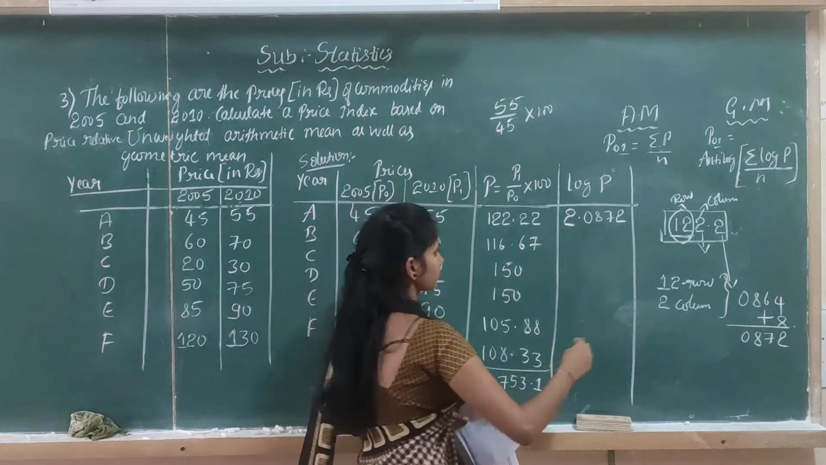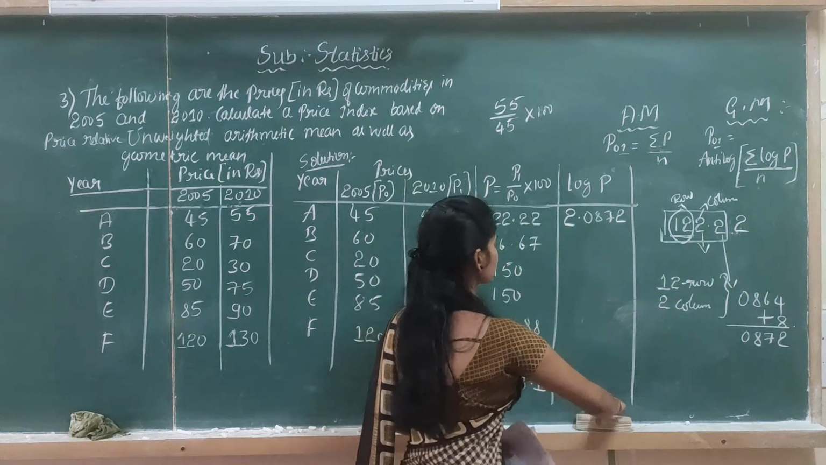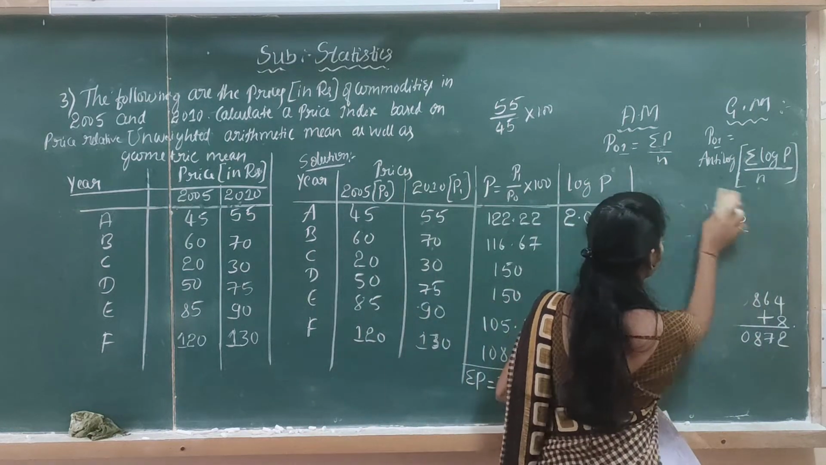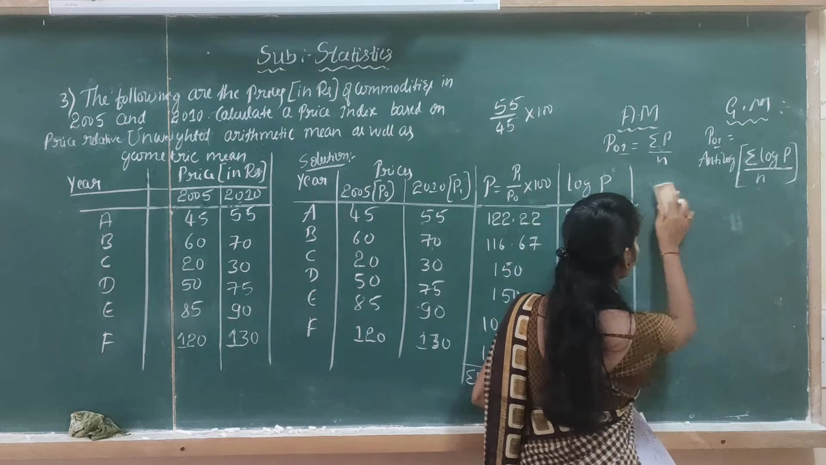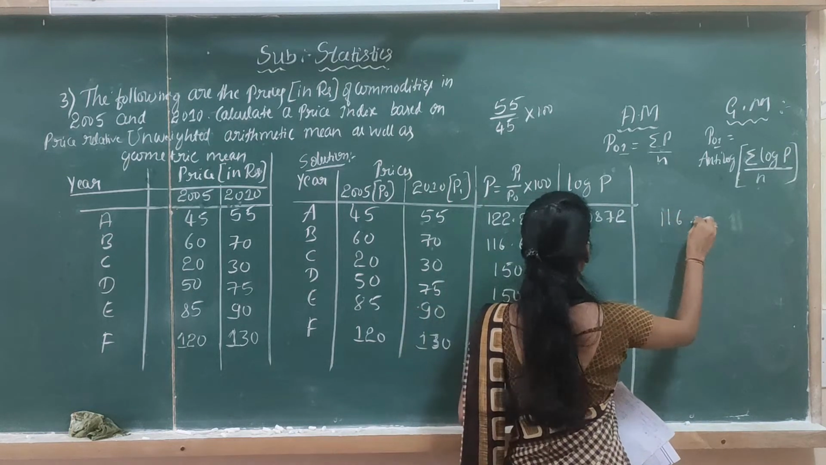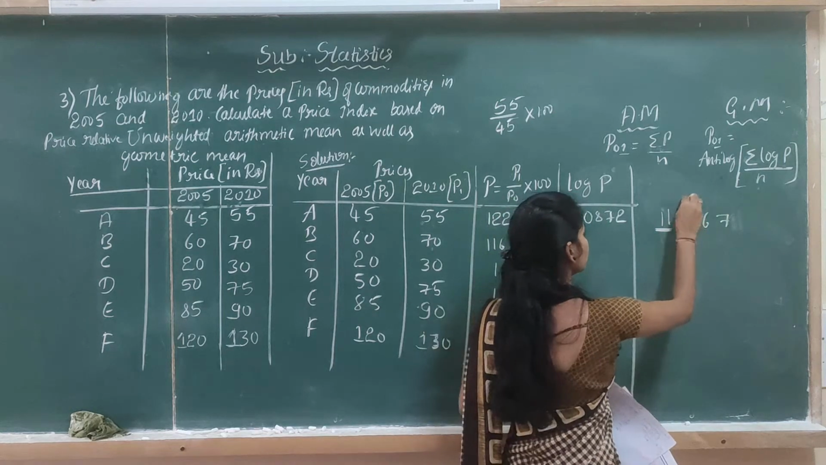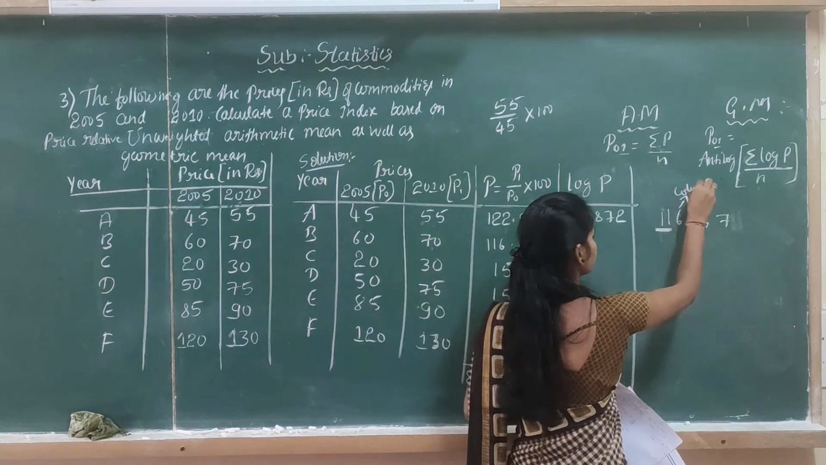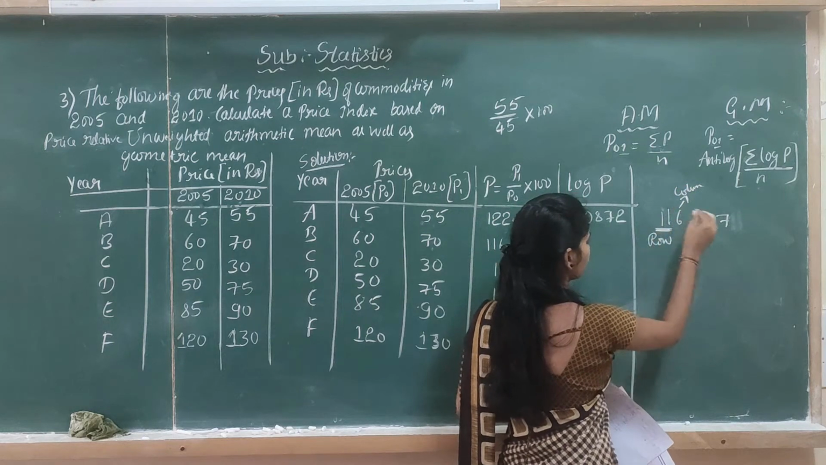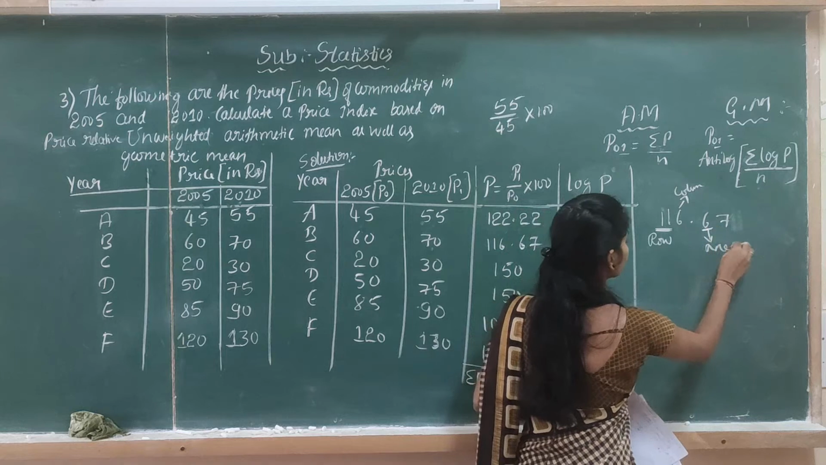Next is 116.67. In the same way, you find the log for 116.67: 11th row, 6th column, and another digit, that is, the 6th mean difference.